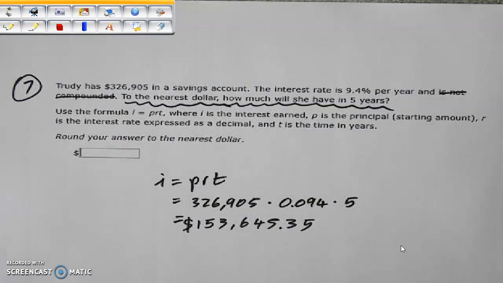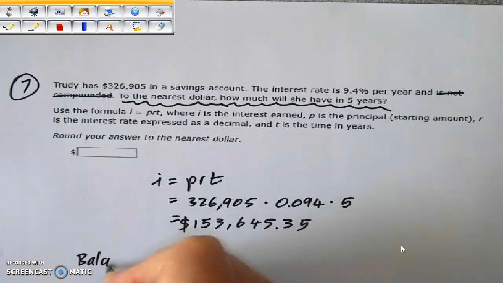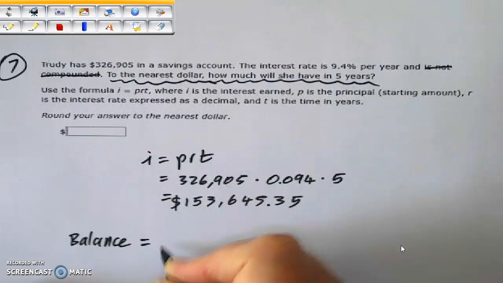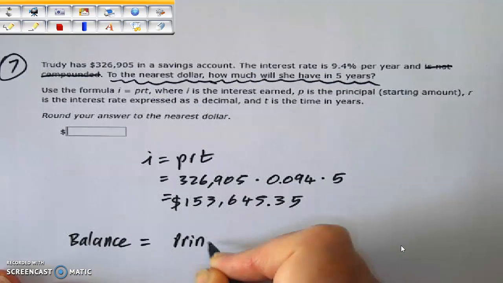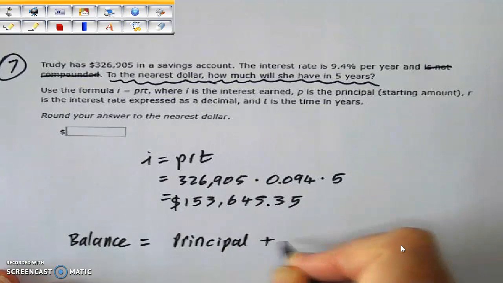Now I'm going to redo that problem on my calculator just in case I typed in something incorrectly, which is very easy to do. I just want to make sure that I get the same answer a second time. 153,645. Yes, I do. Okay, so this is the amount of interest. So the balance is going to be equal to the principal plus the interest.